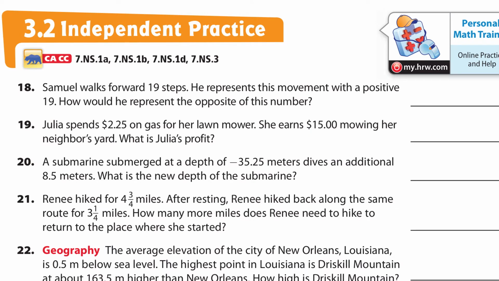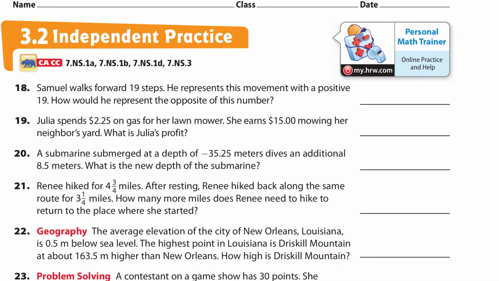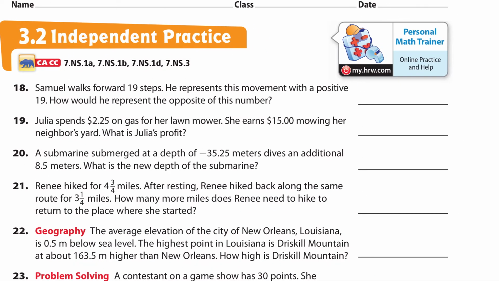Samuel walks forward 19 steps. He represents this movement with a positive 19. How would he represent the opposite of this number? Well, that's pretty easy. Let me zoom out a little bit so I can get more problems here. So that would just be negative 19.